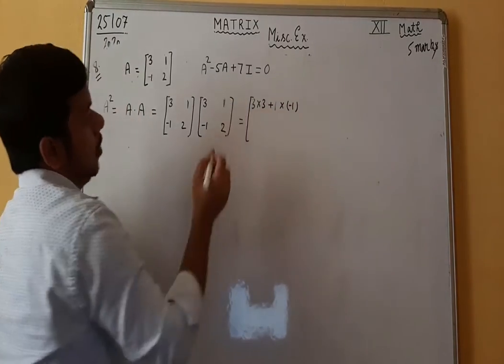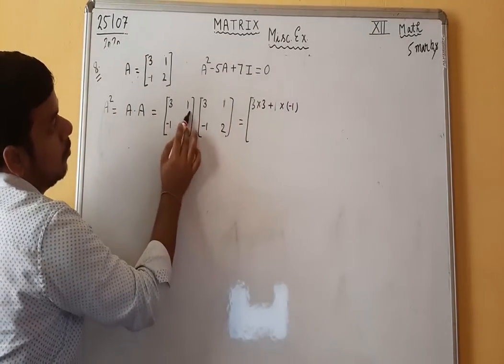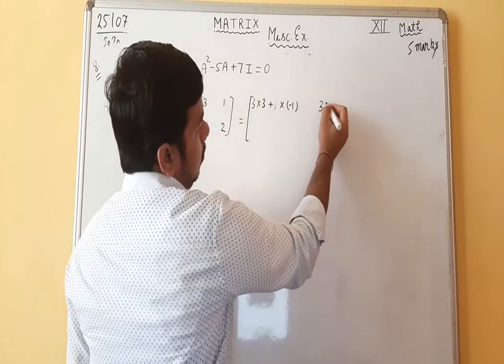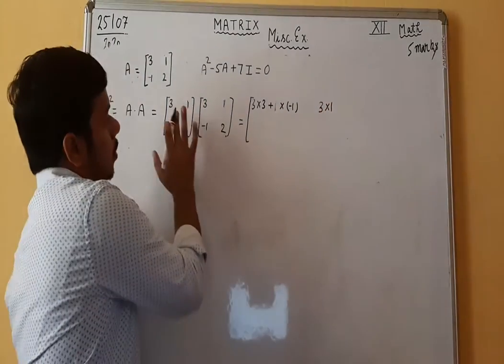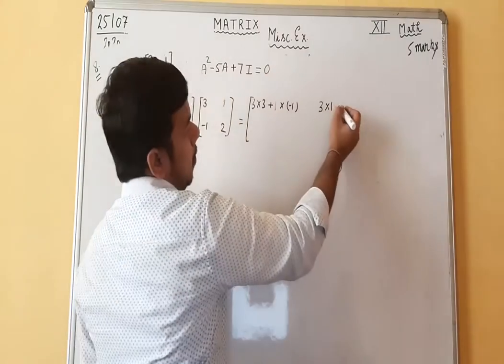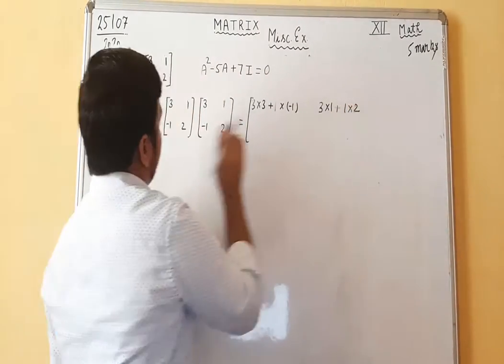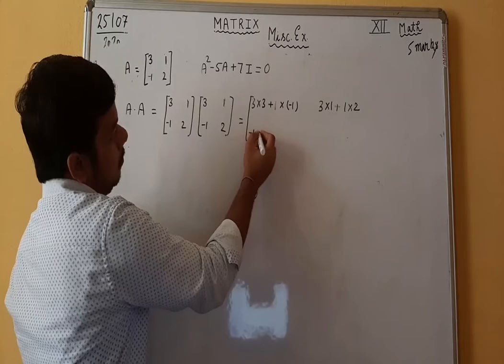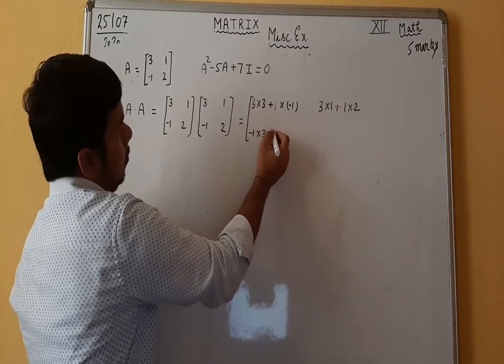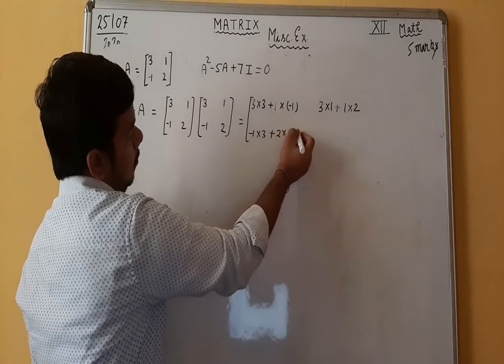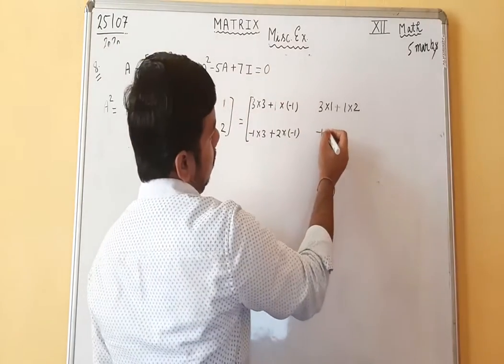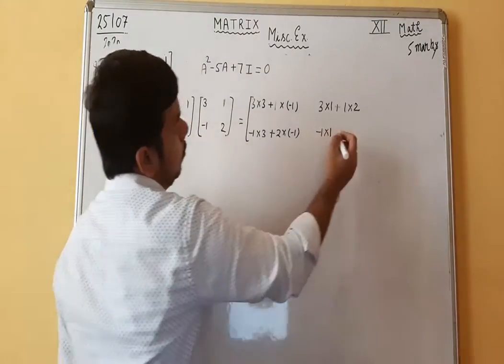Okay. 3 into 3 plus 1 into minus 1. Now first row, second column. 3 into 1 plus 1 into 2. Minus 1 into 3 plus 2 into minus 1. Minus 1 into 1, 2 into 2.